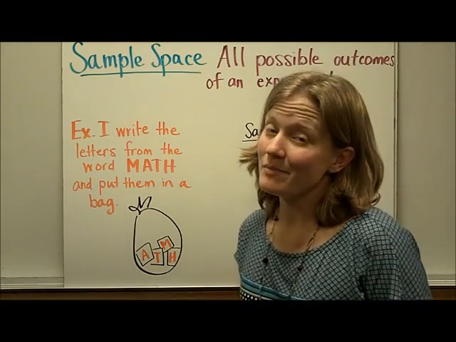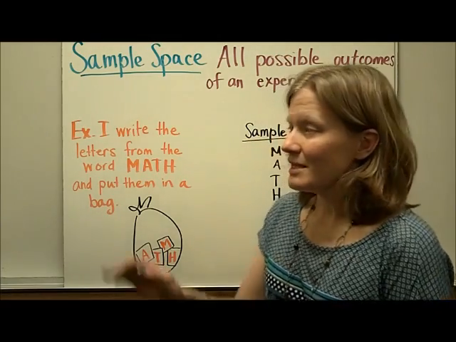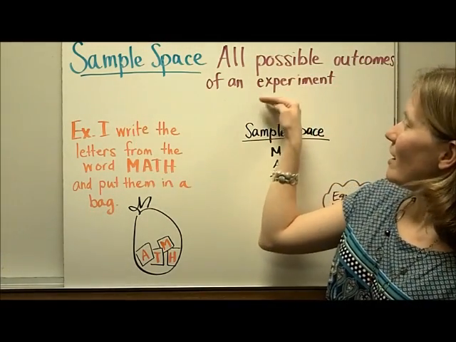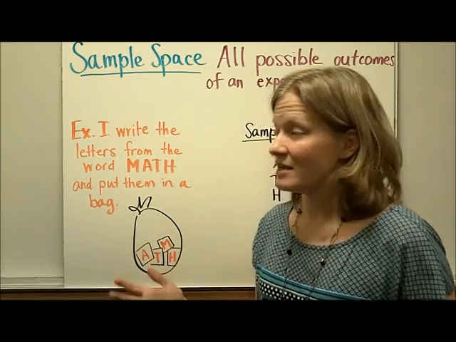This is part 2 of probability, focusing on sample space and tree diagrams. Sample space is another word for all possible outcomes of an experiment, everything that could happen in a given event.